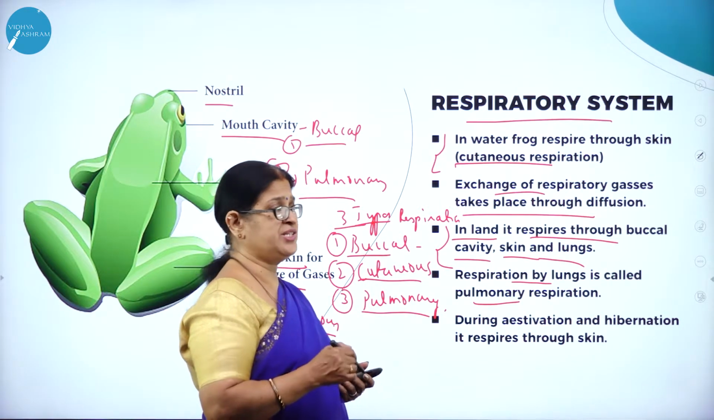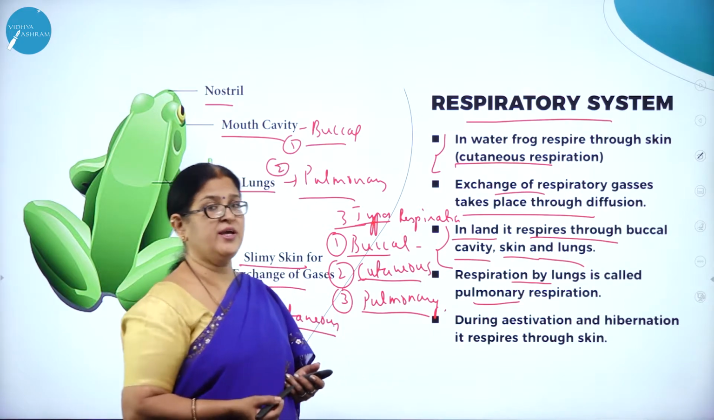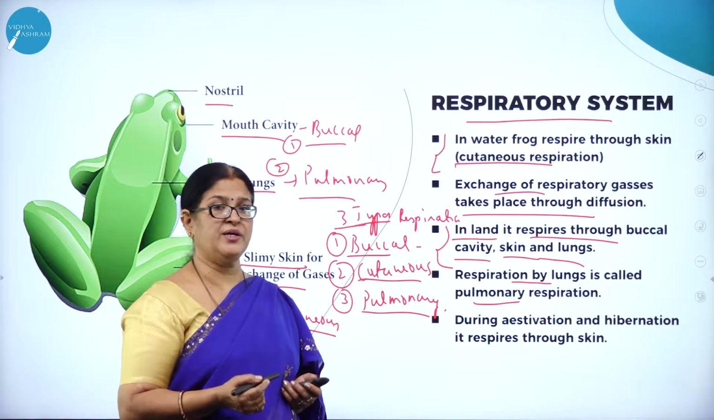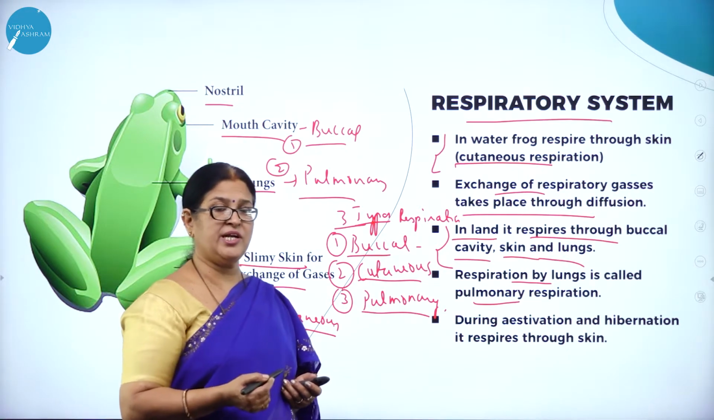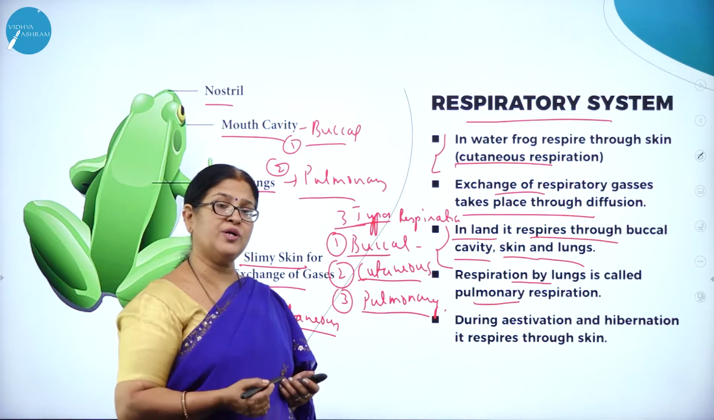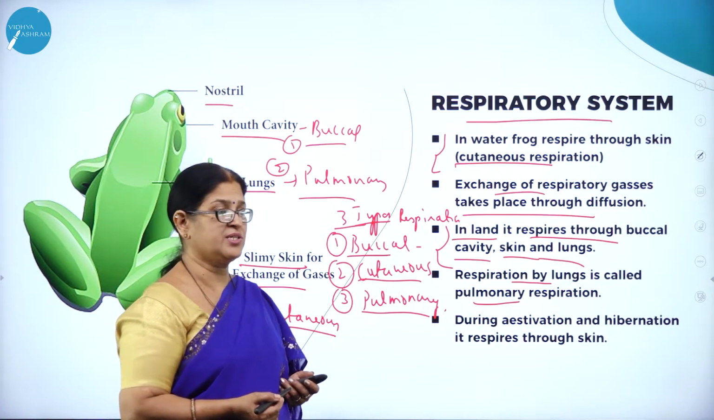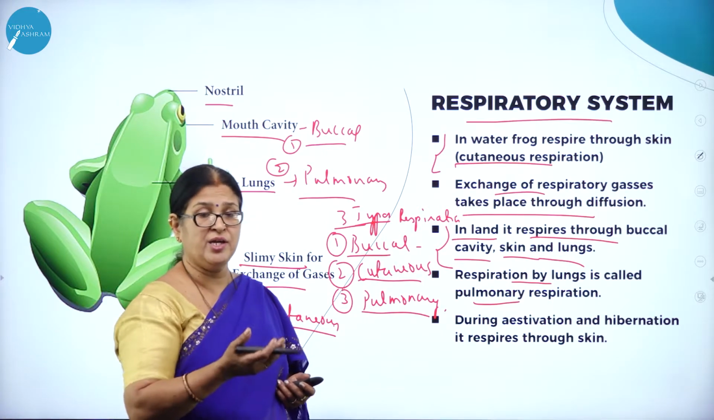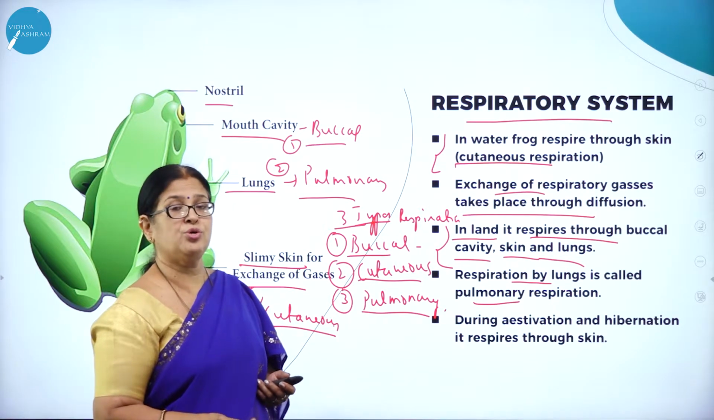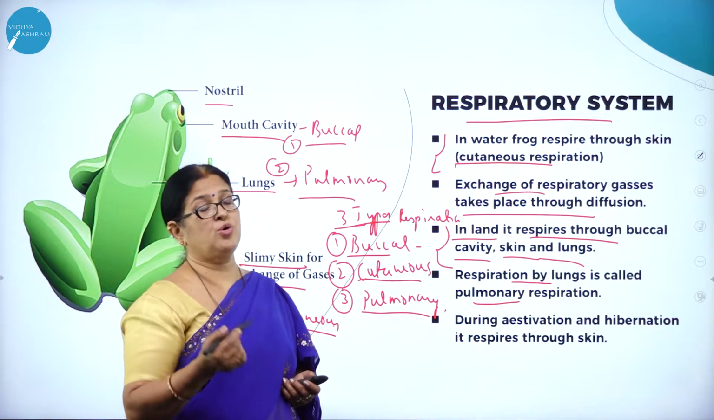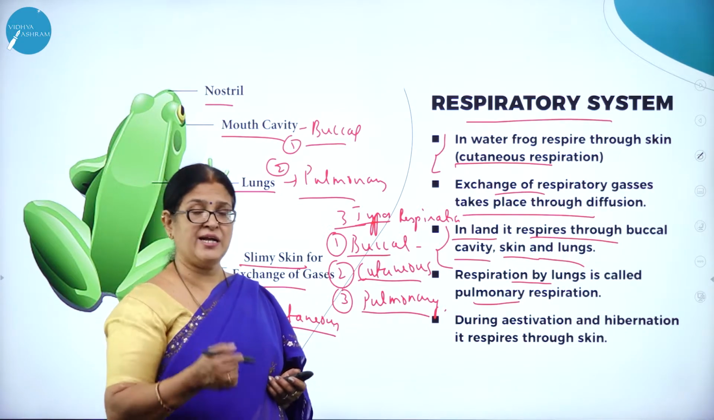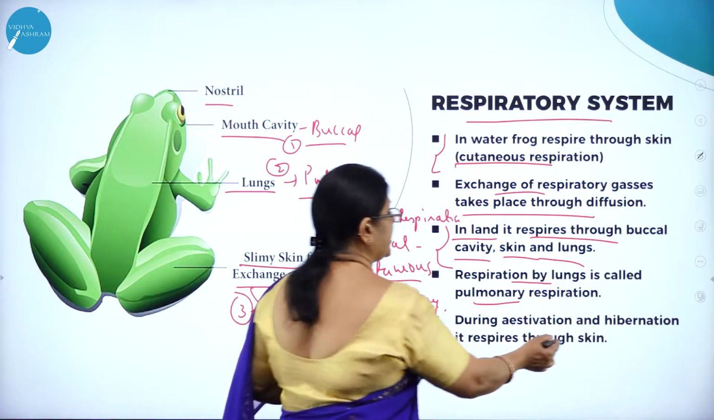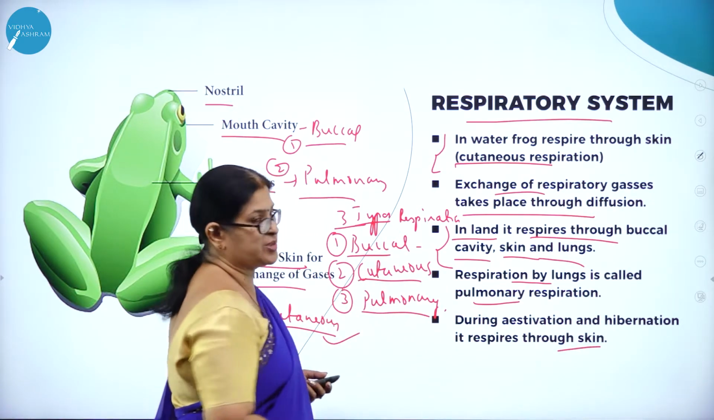During aestivation and hibernation, as we already studied in the last session, that is, winter sleep and summer sleep, to overcome adverse climatic conditions, the frog goes inside burrows to overcome the cold weather or the extreme heat. In that case, what will be the organ of respiration in frog? It will be through skin, that is called cutaneous respiration.